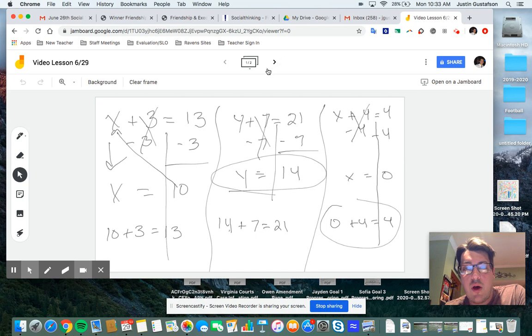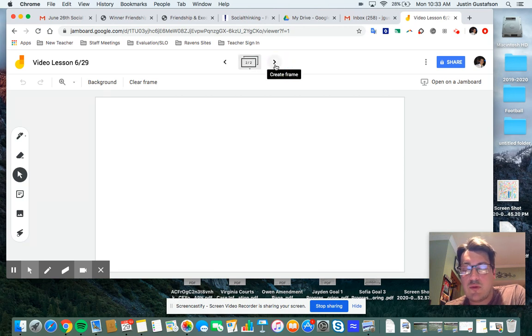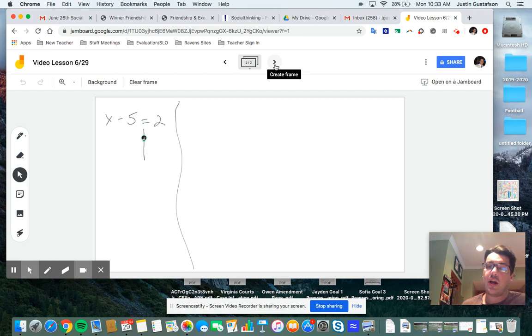Let's go on to the next part. Let's do a subtraction problem. Let's do x minus 5 equals 2. Okay. First question, Luciano: what kind of problem is this? It's a subtraction problem. I just said that, right? So that means I need to add. I need to do the opposite of what this is, right?